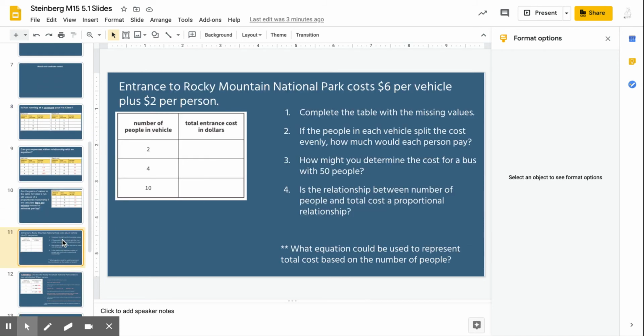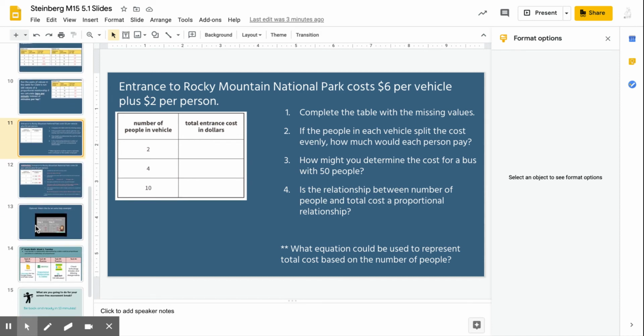As we move on, here's some independent practice for you. It says that the entrance to the Rocky Mountain National Park costs $6 per vehicle plus $2 per person. So knowing that it costs $6 per vehicle and $2 per person, what do you think our total entrance cost would be for 2 people, 4 people, and 10 people? There's a couple follow-up questions here that deal with this activity.